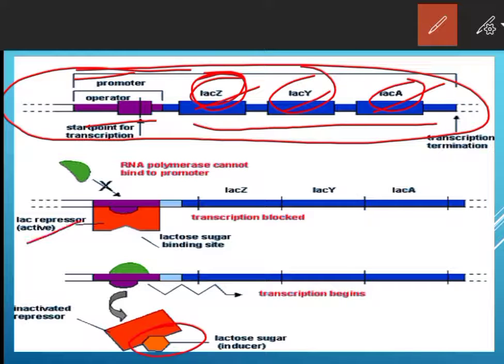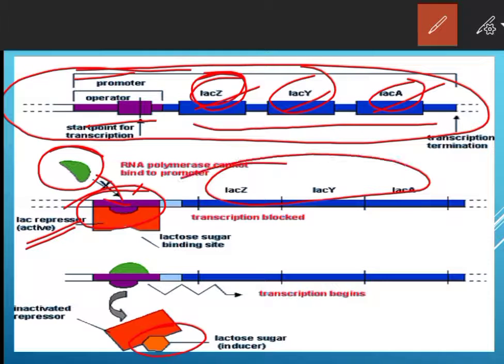When the repressor is produced, the repressor binds to the operator region. The purple color region is the operator. So the repressor binds to the operator. As a result, the RNA polymerase cannot bind, it cannot get activated, and there will be no interaction with the mRNA, and there will be no transcription of the genes. There will be no transcription of the structural genes.